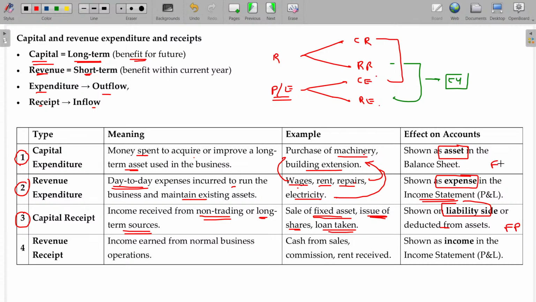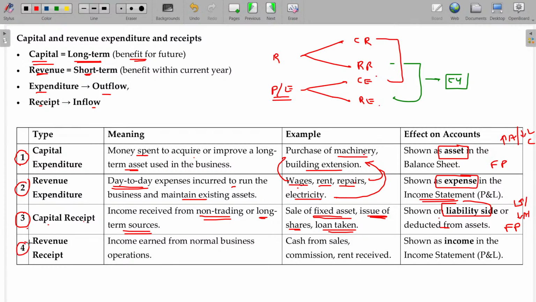Usually capital expenditure will also be shown in the financial position statement, either on the asset side, or it will reduce the liability side. In case of capital receipt, this will increase the liabilities or decrease the assets. That's what we have about the capital items.